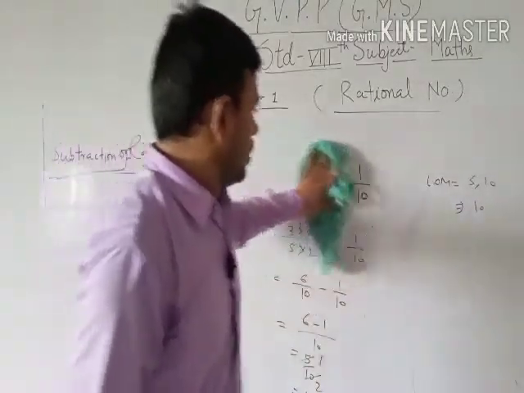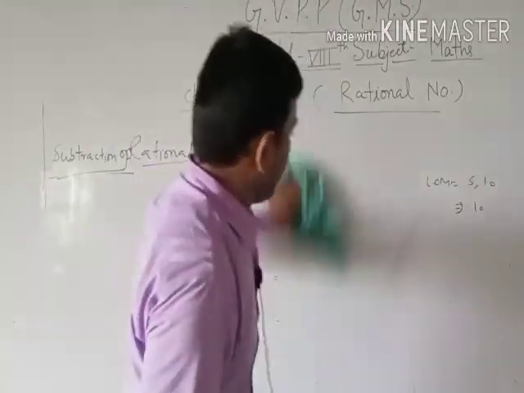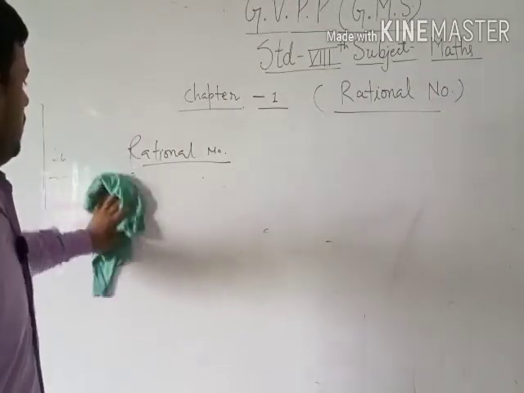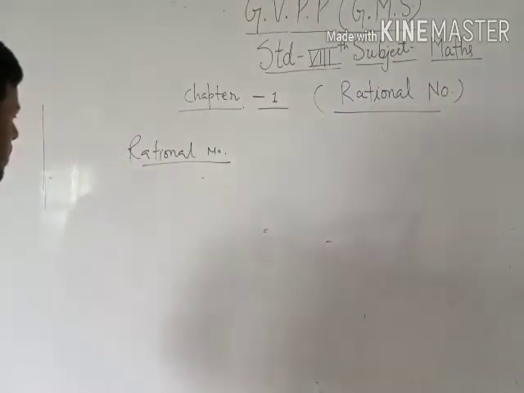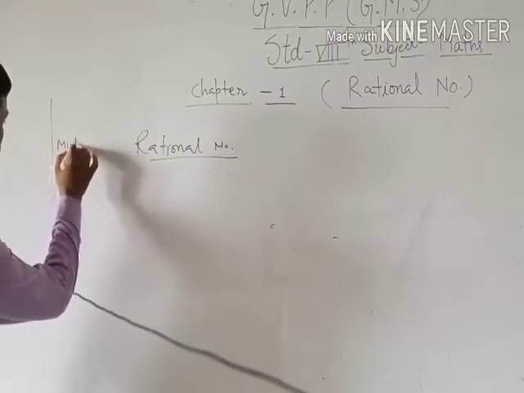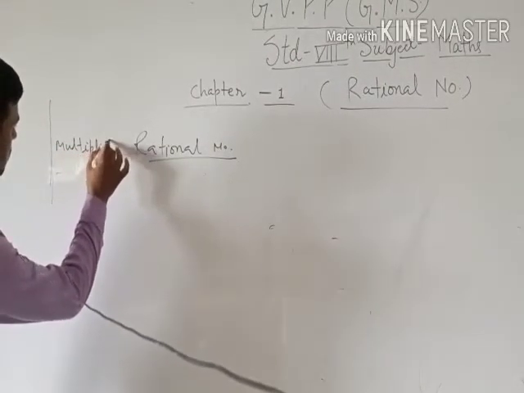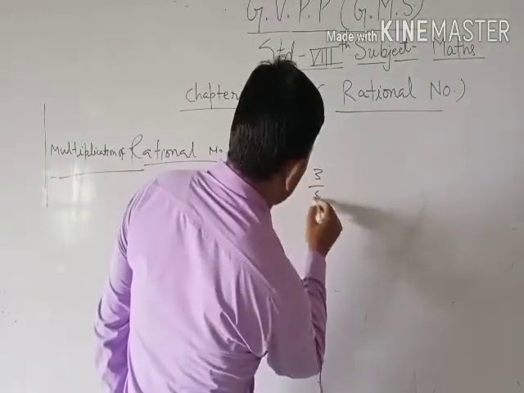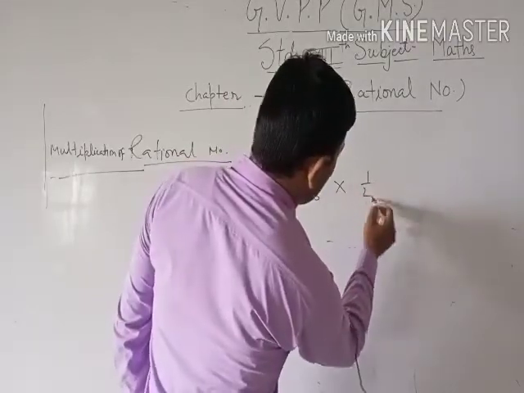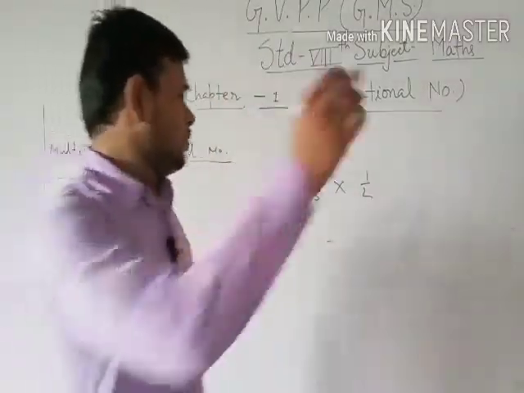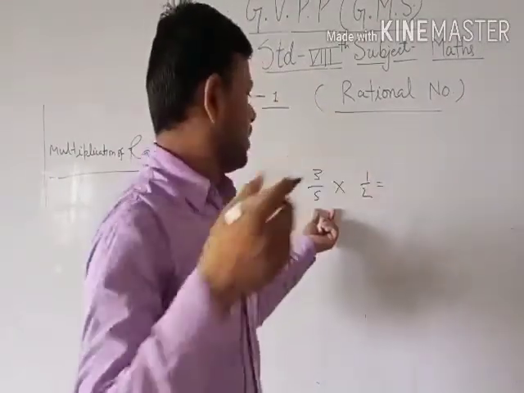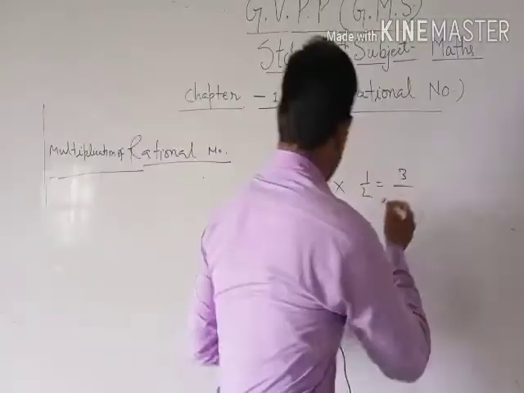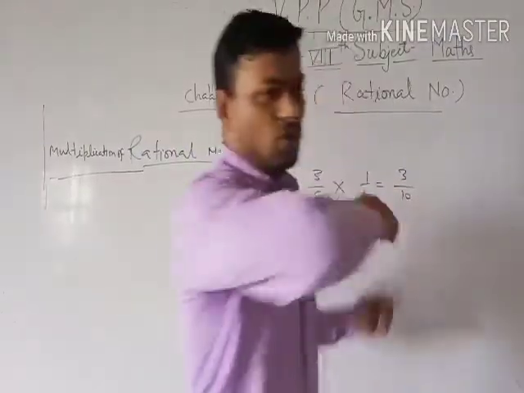Now I will tell you the multiplication of rational number. That is how you will multiply the rational number. That means कि आप rational numbers को multiply कैसे करोगे. So suppose one rational number is given 3 upon 5 and the another rational number is given 1 upon 2. It is very simple. You have to just multiply the numerator and the denominators. So 3 ones are you will get here 3 and 5 twos are you will get here 10. So this is your answer.